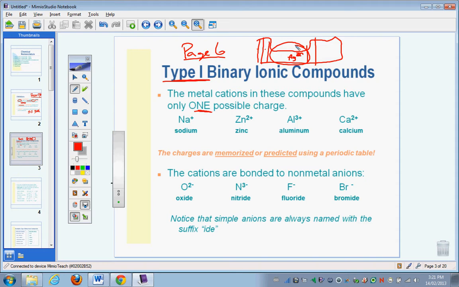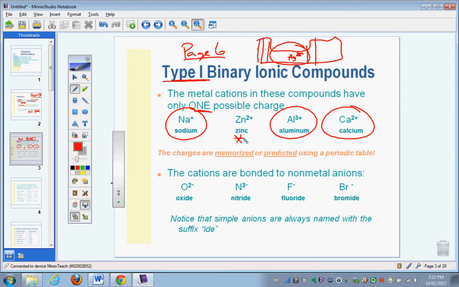Here are some examples of type 1 cations, and some of them you should just be able to predict the charge. Sodium is in group 1, alkali metal. It had to be 1 positive. Calcium is in group 2, alkaline earth family. It had to be 2 positive. Aluminum, if you look on the periodic table, had to be 3 positive. So those 3 right there, you could have predicted the charge by looking at where they are on a periodic table. Zinc, though, you have to just memorize.